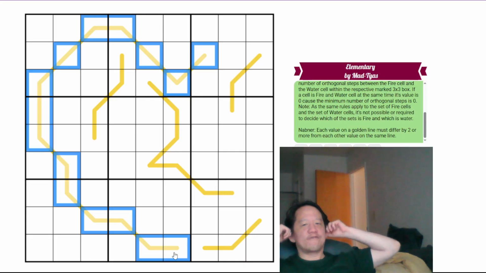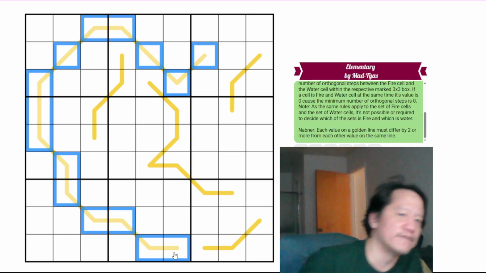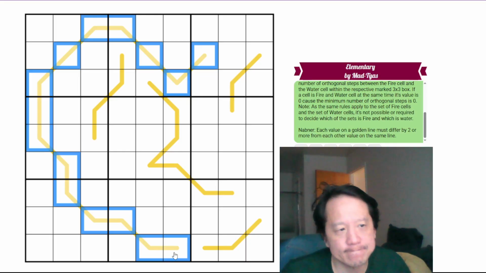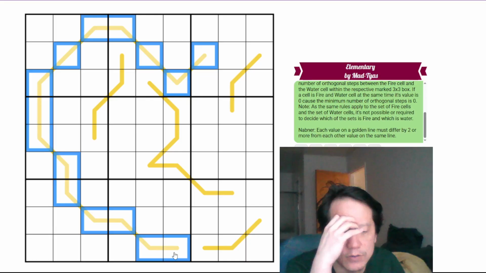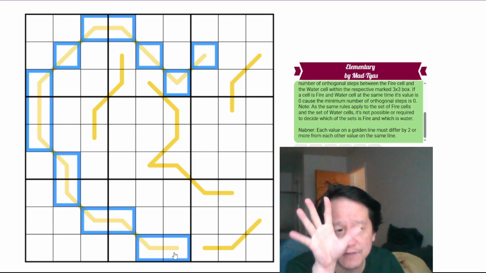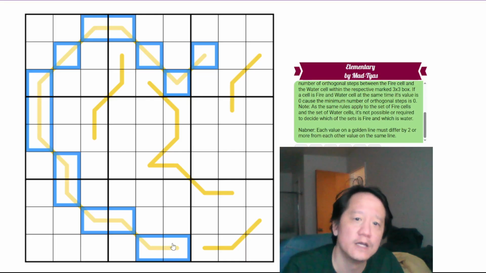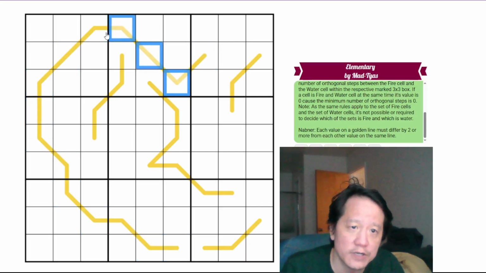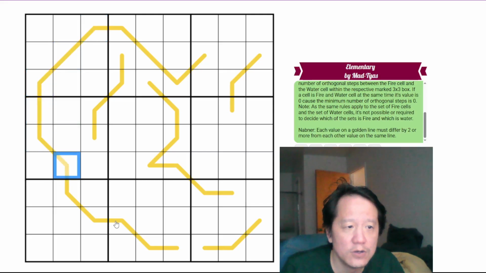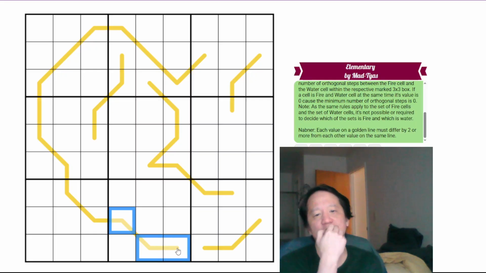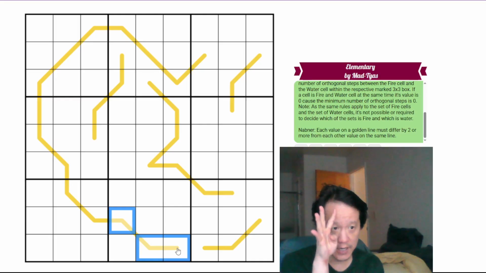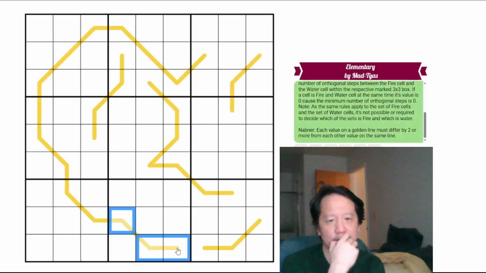Another question is how many fire and water cells do we have available on this set? Well, we only have the digits 1, 3. We can have at most 5 non-fire water cells on this Nabner line. Well, we have guaranteed 1 here, guaranteed 2 here, 3 here, 4 here. So we have a guaranteed 4 non-fire water cells on this line.